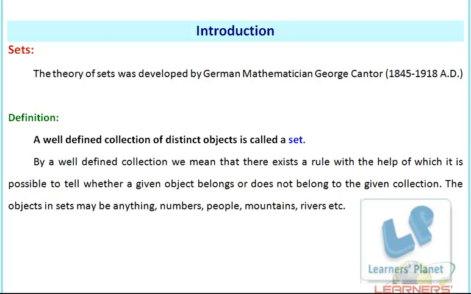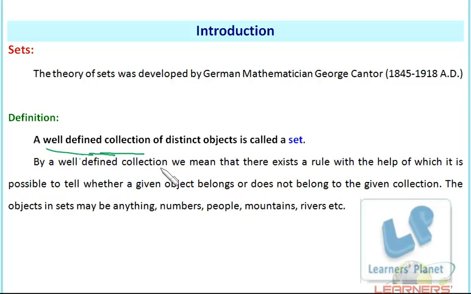Friends, the theory of sets was developed by German mathematician George Cantor. Okay, and now what exactly is a set? A set is a well-defined collection of distinct objects, right? A well-defined collection, that's actually important. And what exactly is a well-defined collection?